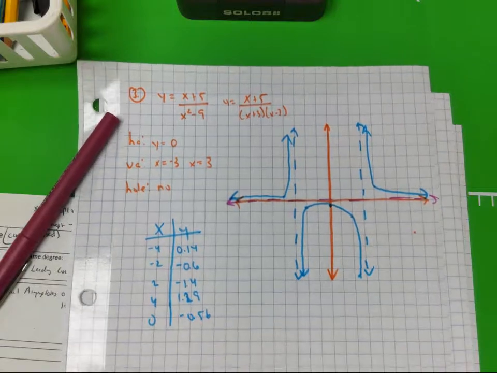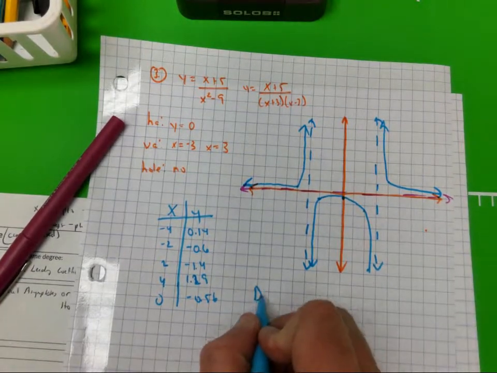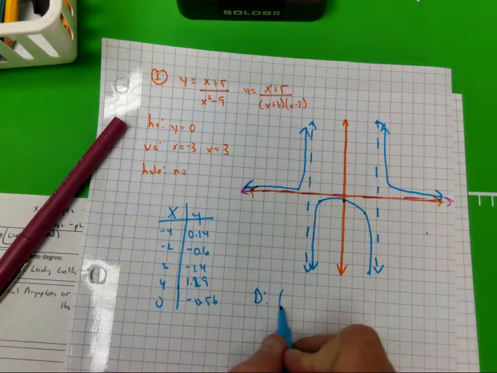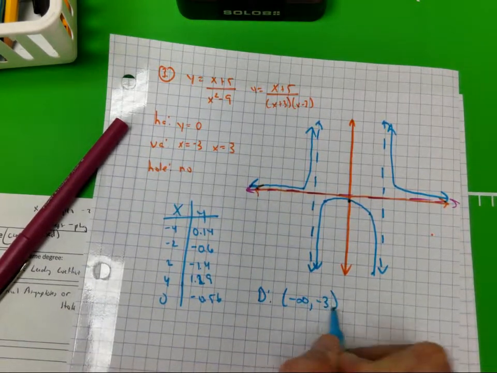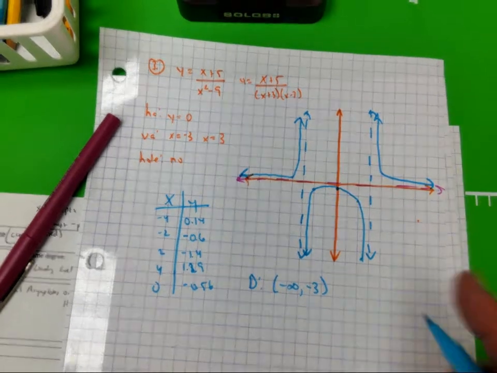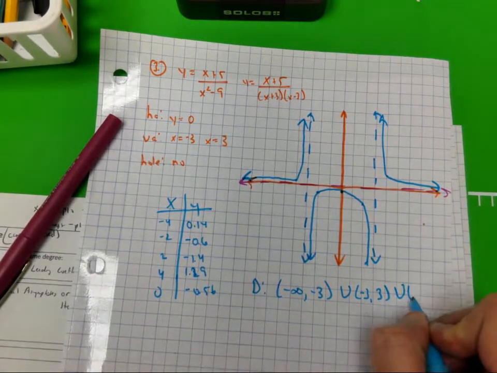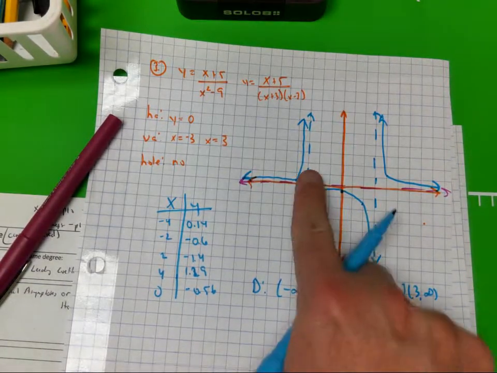Alright. Now I want to do domain. Start from the left. I'm good till I get to negative 3. Negative infinity to negative 3, parentheses, because I don't want to include it. Union, negative 3 to 3, union 3 to infinity. Those are my two trouble spots.